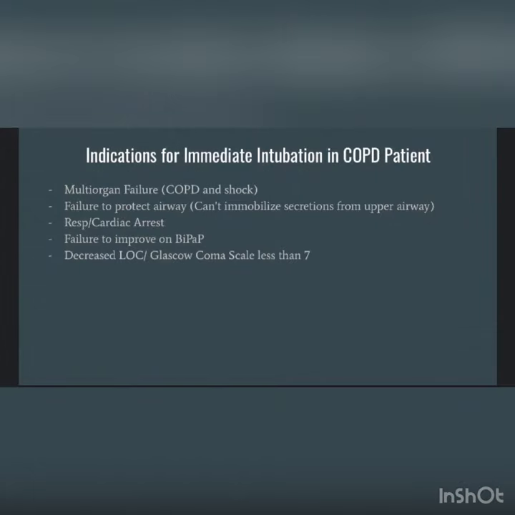Intubation for a COPD patient is usually the last resort. However, in some circumstances, immediate intubation is necessary to protect the airway. Indications for immediate intubation in a COPD patient include multi-organ failure accompanied with COPD, failure to protect the airway, as in they can't mobilize secretions from the upper airway, respiratory or cardiac arrest, failure to improve on BiPAP, and a decreased level of consciousness where the Glasgow Coma Scale will show less than 7.